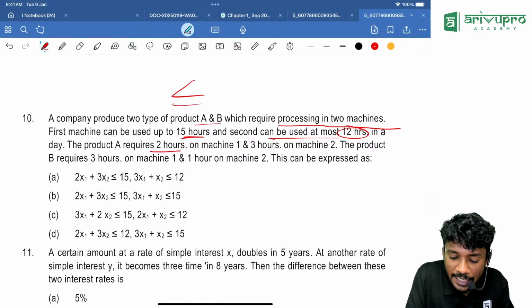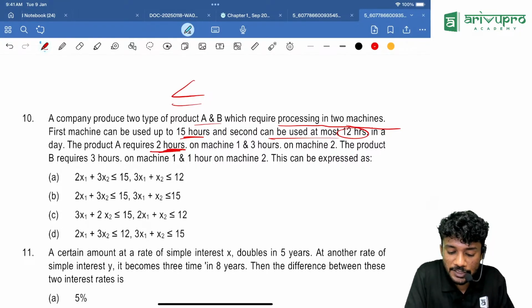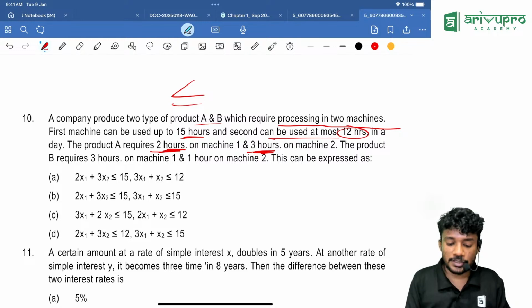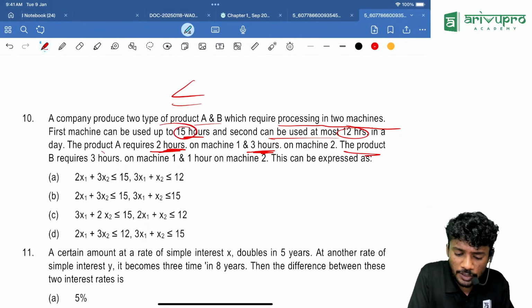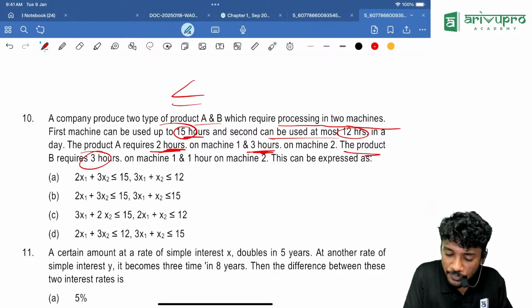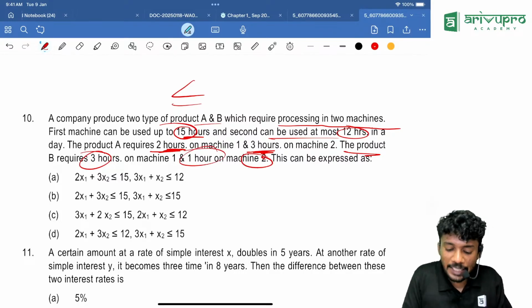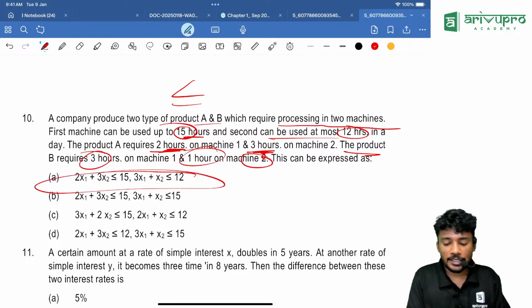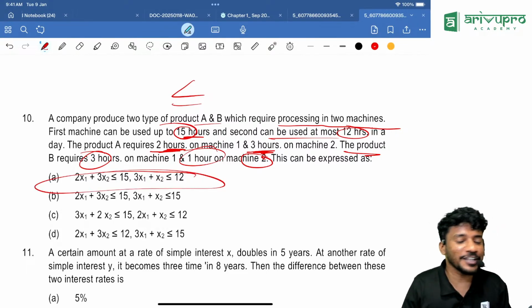The product A requires 2 hours. That means 2x1 plus 3x2 less than or equal to 15. Then second is what? 3x1 plus 1 hour. That means option A is our answer. Directly we went for the answer.